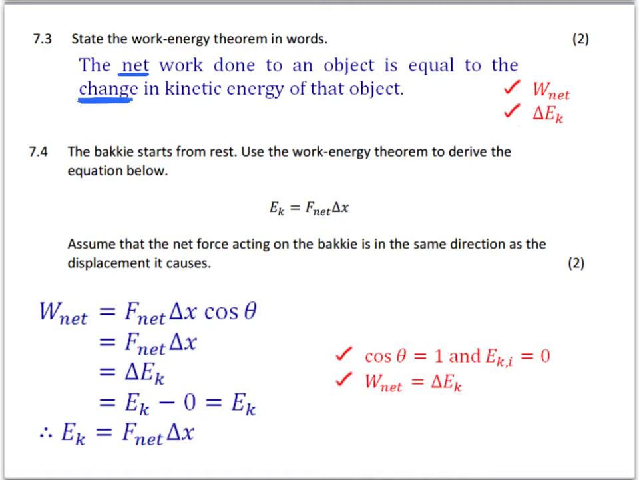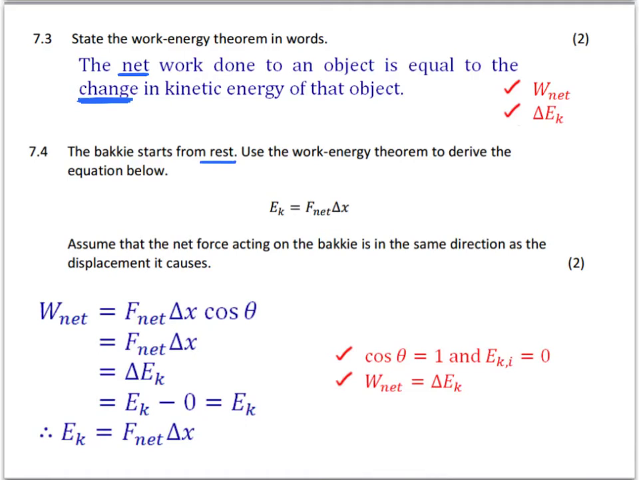In question 7.4, it's a very short question, but conceptually it's a little bit challenging. Let's look at it a bit carefully. You have a bucky starting from rest. That tells you that the initial kinetic energy and the initial velocity of the bucky are zero.